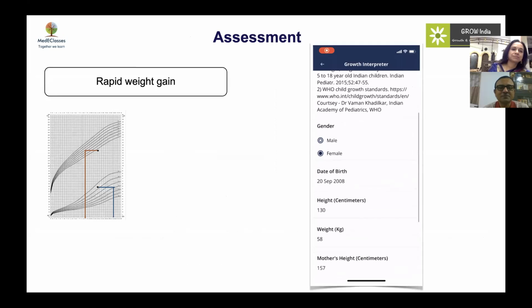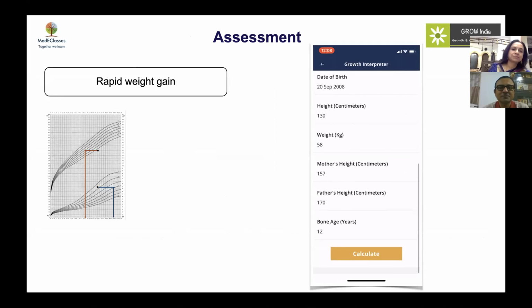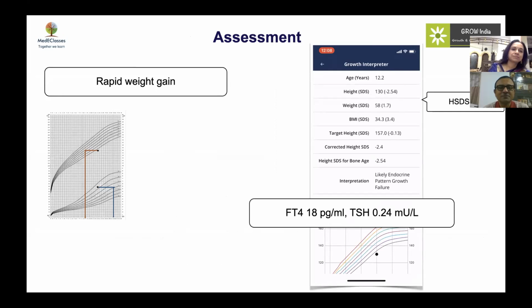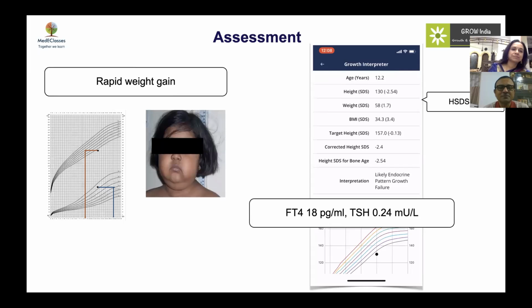And if we go through the growth interpreter, which is also based upon the IAP chart, it really gives a number of patterns, a number of parameters, and tells us what sort of pattern of growth failure we're looking at. So this really says it's the endocrine pattern of growth failure, and the height SDS is actually more. So this child is short and plump. And if you have a short and plump child, exclude hypothyroidism and growth hormone deficiency. Thyroid was normal, and this girl happened to have Cushing's syndrome.